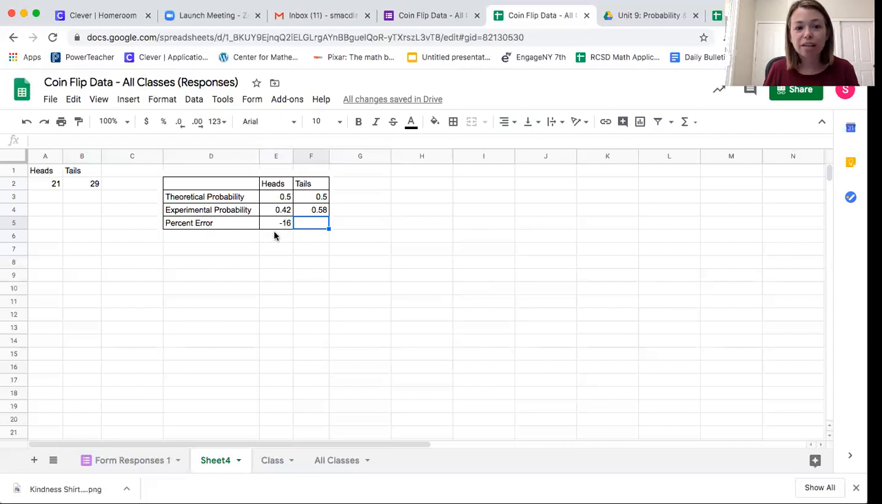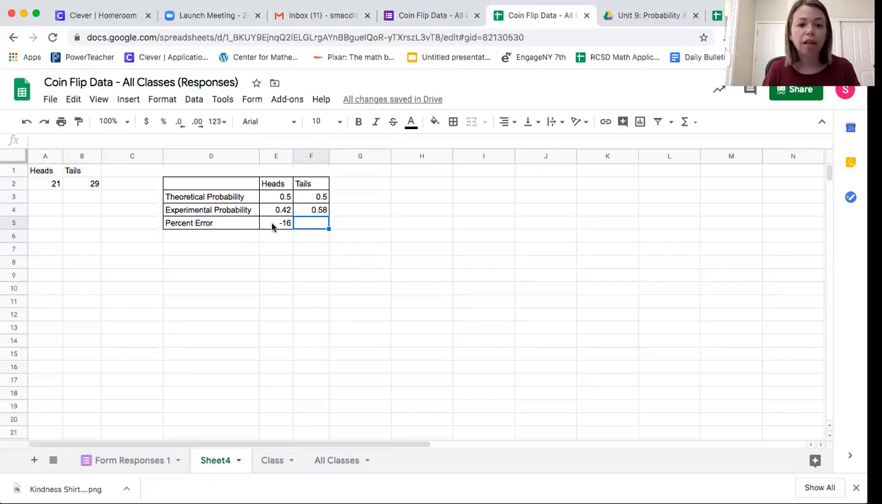We won't get into the negative. It doesn't pertain to what we're talking about today. So 16% error: the lower percent error that you get, the closer to theoretical probability it is. The larger the percent is, the further away from the theoretical probability it is.